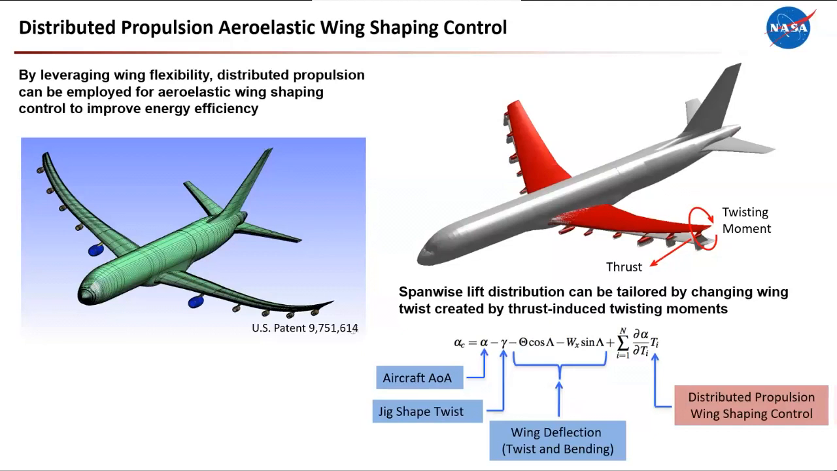Basically, we want to change the wing twist by using the propulsor thrust. When the propulsor produces thrust, it also generates a twisting moment on the wing because it's mounted under the wing. We assume that the propulsors are wing mounted, not mounted to the back or anything like that. By being able to twist the wing, we can affect the aerodynamics on that wing, and then we can get some potential drag benefit out of that. So that's the idea. Next slide, please.